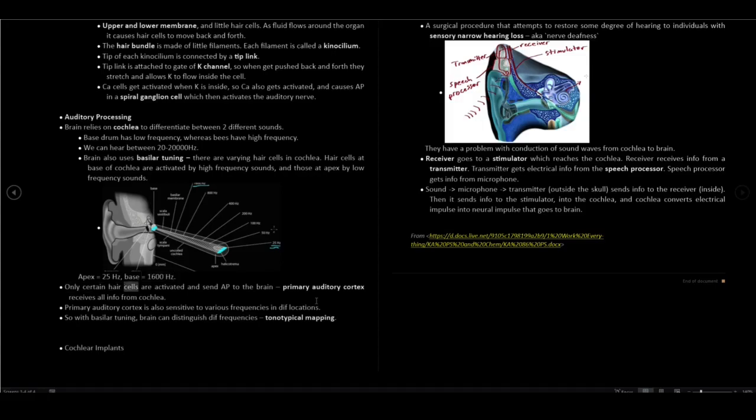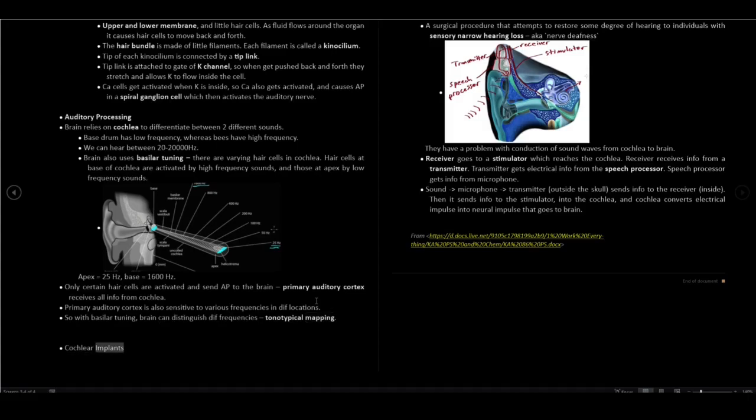Only certain hair cells are activated and send AP to the brain. The primary auditory cortex receives all info from the cochlea. The primary auditory cortex is also sensitive to various frequencies in different locations. So with basilar tuning, the brain can distinguish different frequencies. Tonotopic mapping.